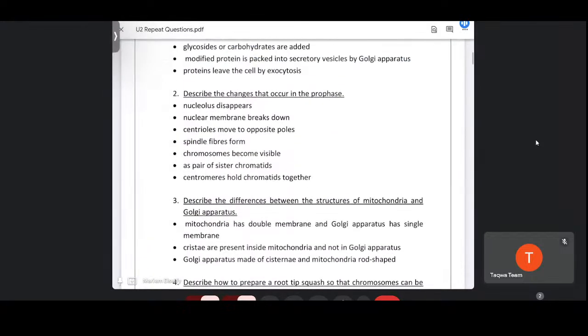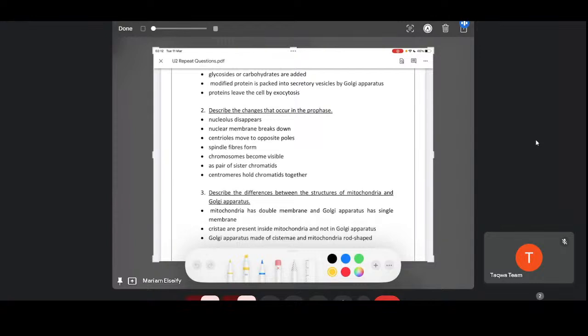Second question, which comes a lot, and inshallah we'll be doing a separate video about mitosis and meiosis because it's very important. This question tells us, describe the changes that occur in the prophase. Prophase is basically when the nucleolus disappears and the nuclear membrane breaks down, so the centrioles move to opposite poles and the spindle fibers form, then the chromosomes become visible as pairs of sister chromatids, and the centromeres hold the chromatids together.